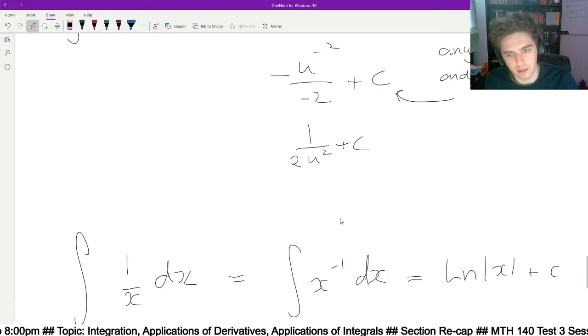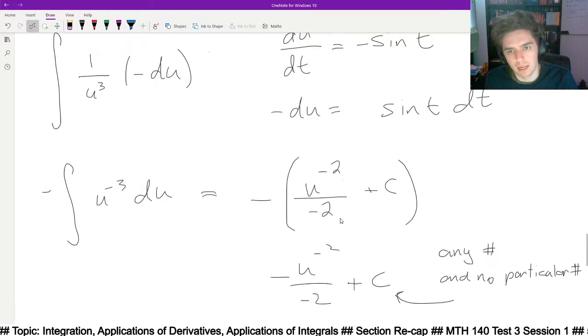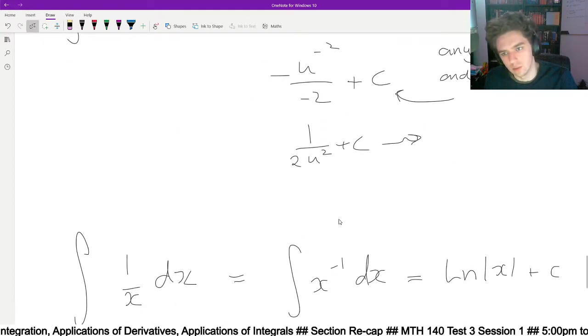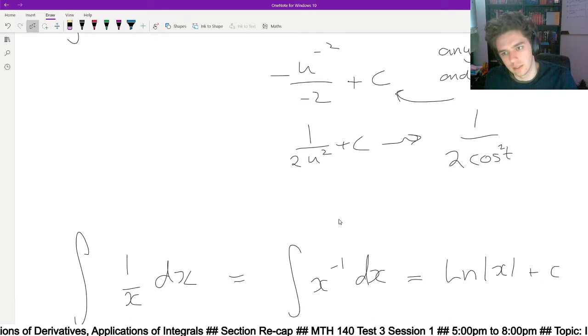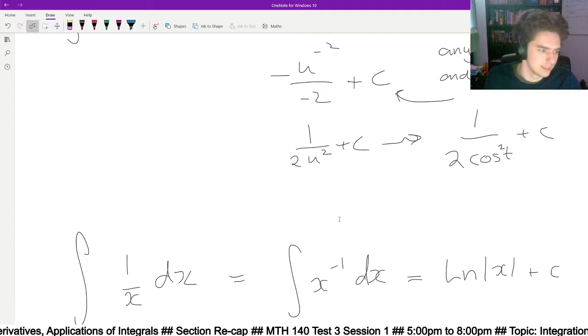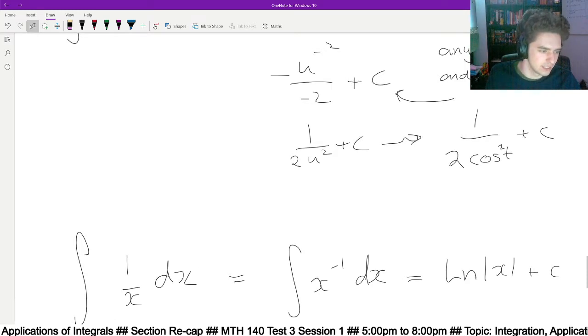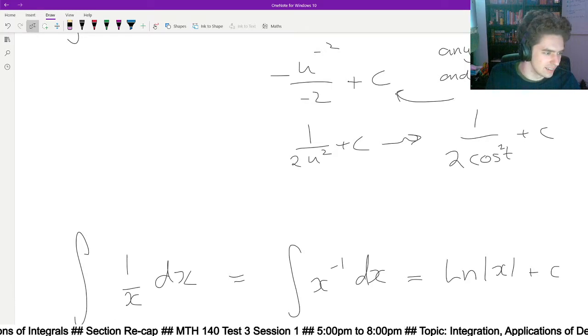One thing I forgot, which I always forget, is to put the u back in. So u was cos t. So it's 1 over 2 cos squared t plus c. And that's the answer. I always just think I'm done when I do that. And then, yeah.